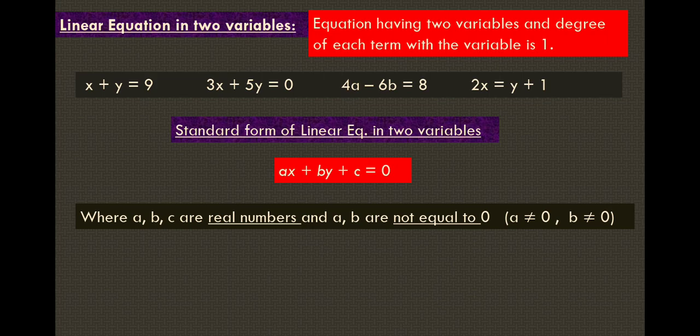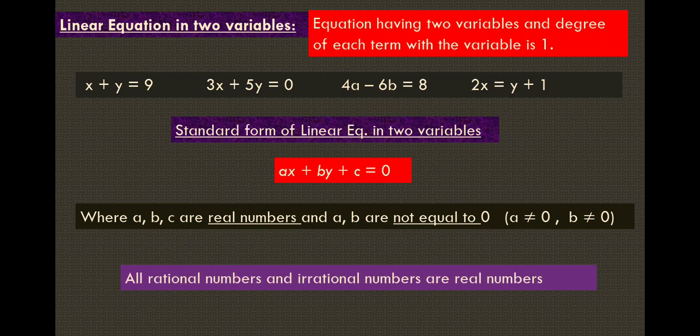Now what is a real number? You learned this in 9th standard. All rational numbers and irrational numbers are real numbers. All the numbers which are rational and which are irrational are said to be real numbers.